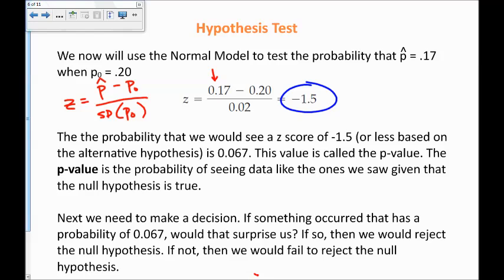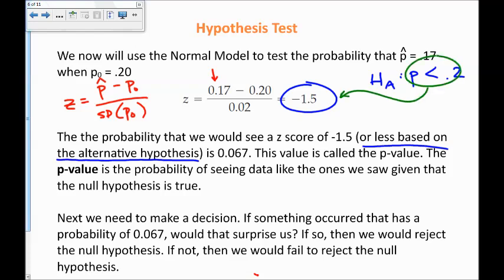Also, keep in mind that we're looking for this z-score or less based on the alternative hypothesis. The alternative hypothesis, remember, was p is less than 0.2. This less than is important. So we're looking for it being less than this z-score. If you wanted to actually calculate the p-value using norm CDF, you could plug in norm CDF from the left bound of negative 9999, just some really small number, and the right bound would be negative 1.5.